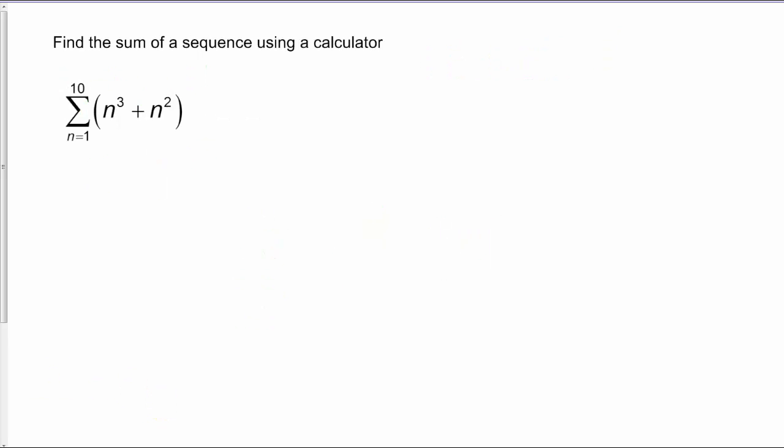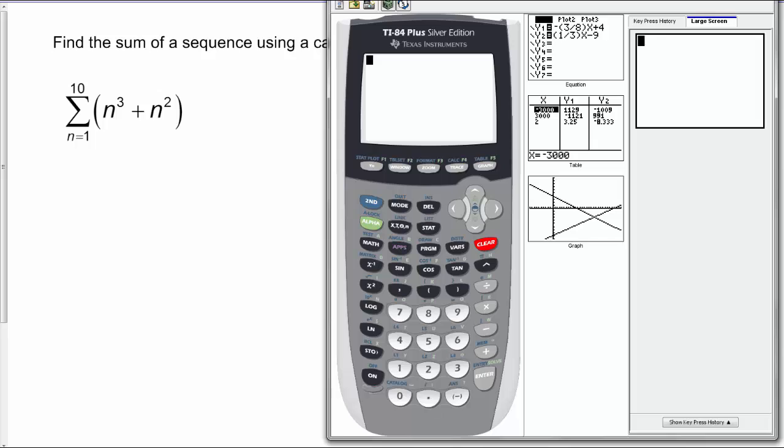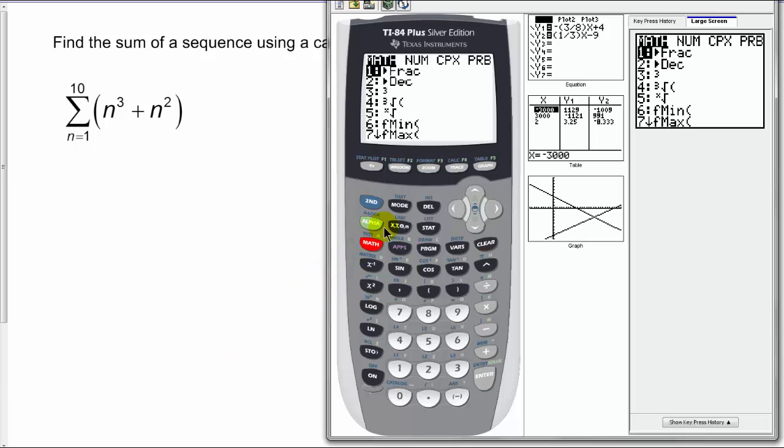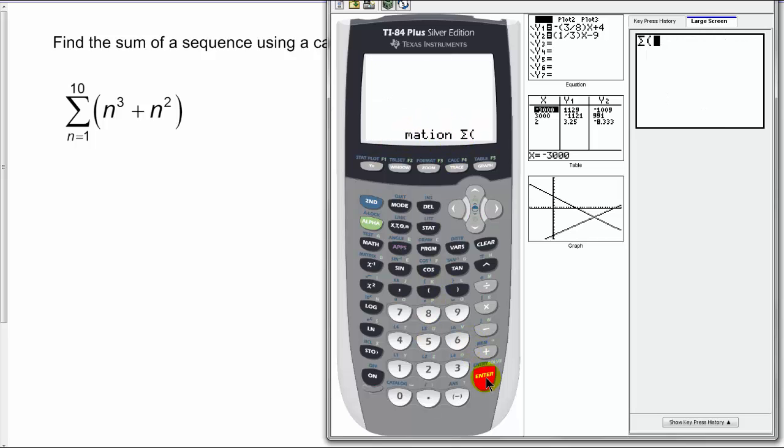Now we're going to use a calculator to find the sum of the sequence. So here we go. What I first want to do is find the summation on the calculator. If I hit math and I move to the number, I believe it's 10 in this case, notice I get summation or sigma. I'm going to hit that. Next thing I need to do is plug in my formula. Now these say n, but I'm going to use x in this case.